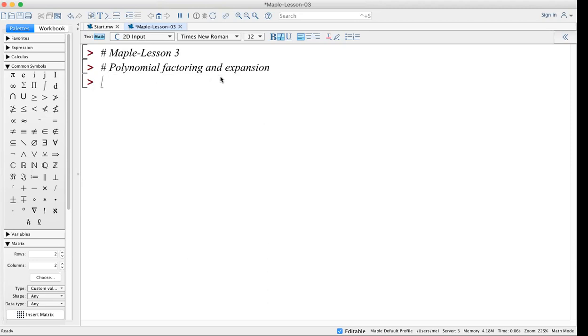So a polynomial is an expression that looks like, let's say, 7 times x cubed minus 29 times x squared plus 31. That's a polynomial. And in high school and in pre-calculus, you learn a lot about factoring polynomials.